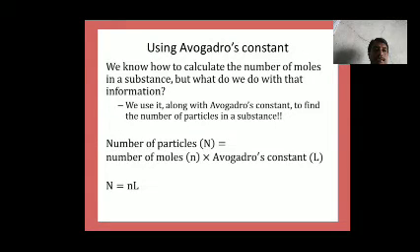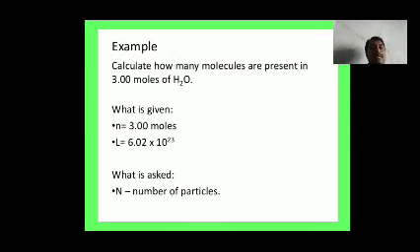The number of particles N is equal to the number of moles times the Avogadro constant. Therefore, the number of particles N is equal to the number of moles times the Avogadro number. For example, calculation of the number of particles.